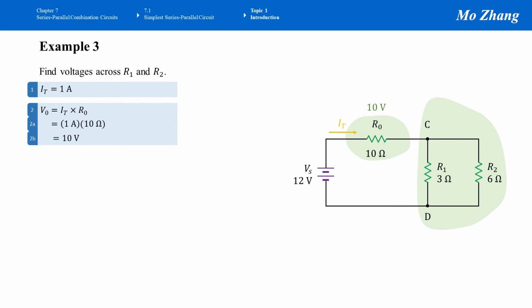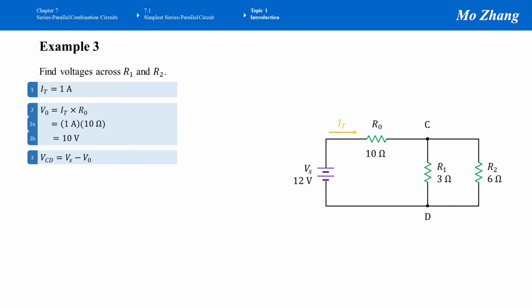We know KVL, Kirchhoff's voltage law. The total voltage in a closed loop equals 0 volts. Or we have another formula for KVL: the source voltage equals the sum of all the voltage drops in the closed loop. So we can say VCD, the voltage between node C and D, equals the total source voltage Vs, remove the voltage drop on R0.